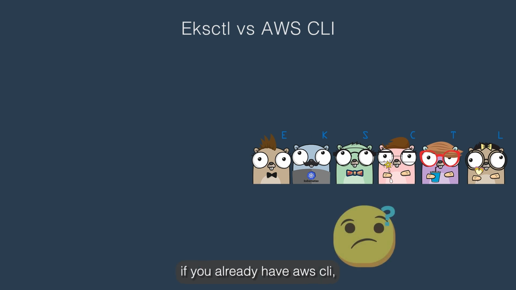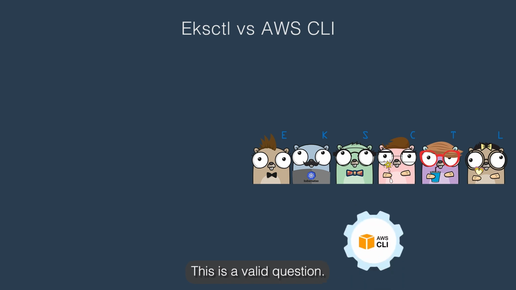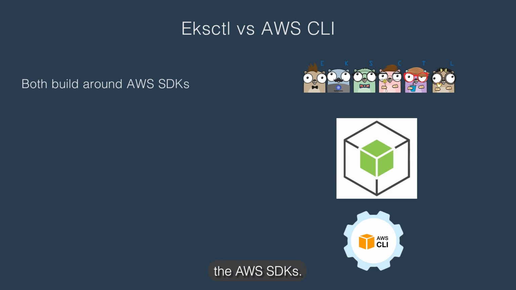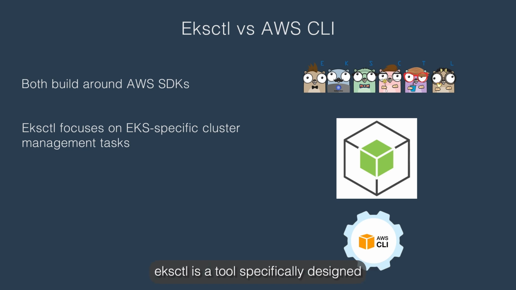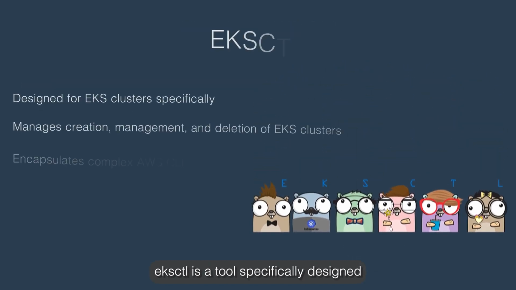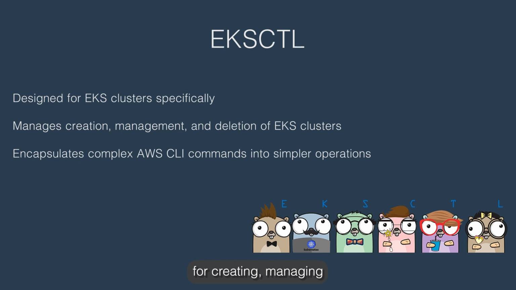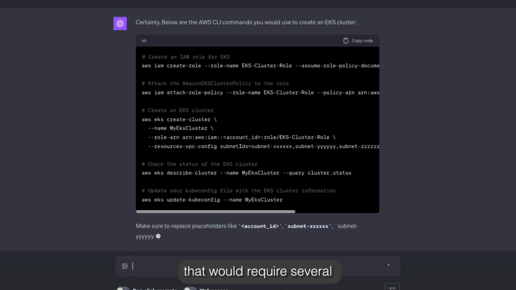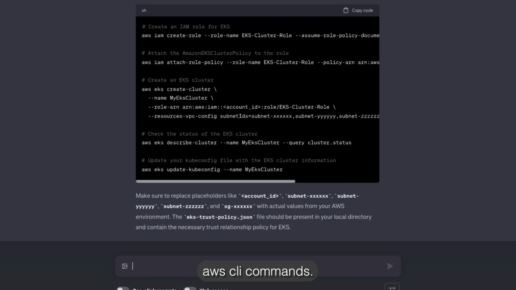You might wonder, if you already have AWS CLI, why do you need EKSctl? This is a valid question. Let me provide some background on both EKSctl and AWS CLI. Essentially, both are built around the AWS SDKs. However, they serve different special purposes. EKSctl is a tool specially designed for creating, managing, and deleting EKS clusters. It simplifies many tasks, encapsulating multiple steps that would require several AWS CLI commands.